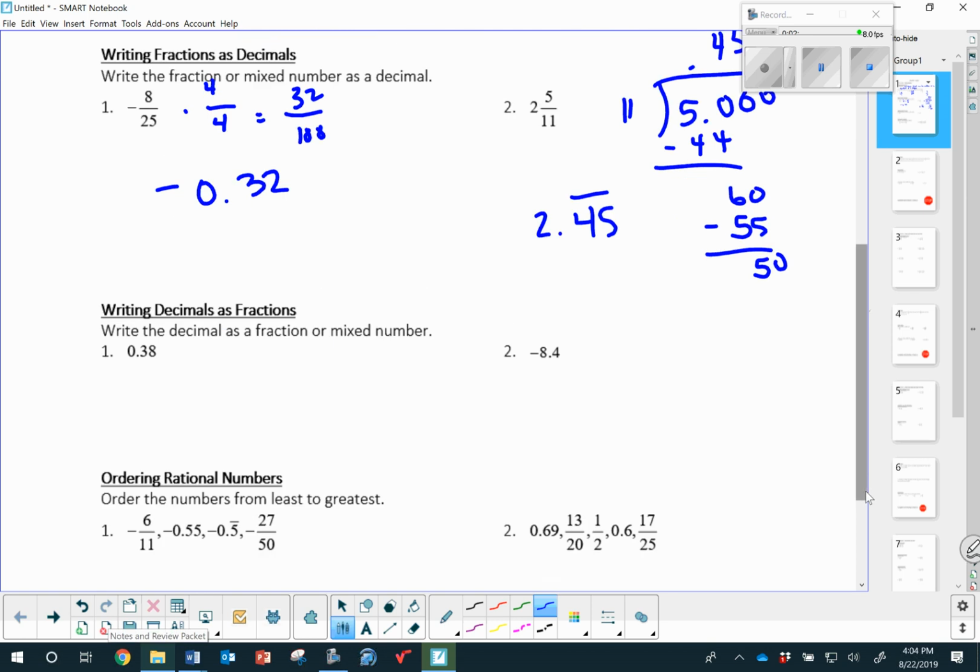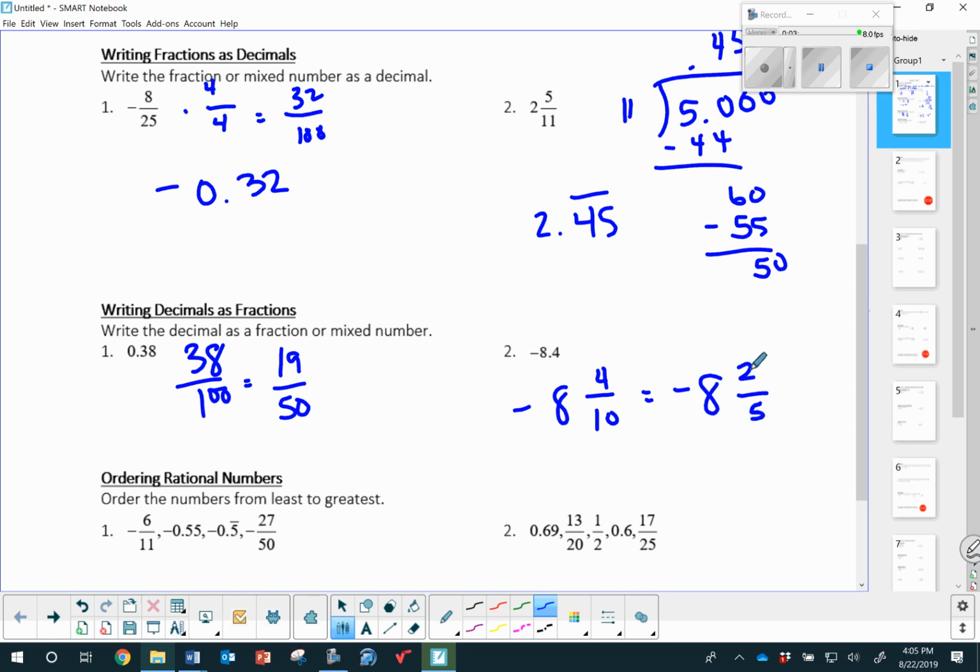The next section, we're going to write the decimals as fractions. So 38 hundredths is simply 38 over 100, and if we simplify that, we get 19 fiftieths. -8.4 is -8 and 4/10. If we simplify that, we get -8 and 2/5.